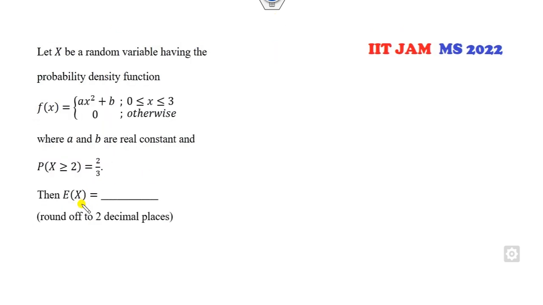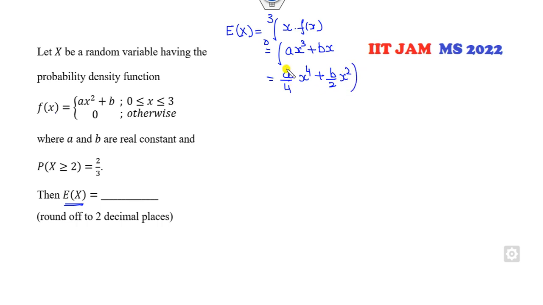Okay, you can see here your target is to find the expected value of x. That means x times f(x). The domain is 0 to 3. So it is ax cube plus bx. What is that? a over 4 x to the 4 plus b over 2 x square over the domain 0 to 3. So it is 3 raised to power 4 over 4 into a plus 9b over 2 minus 0.